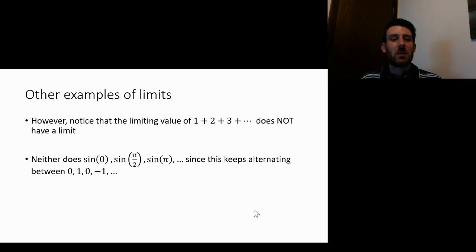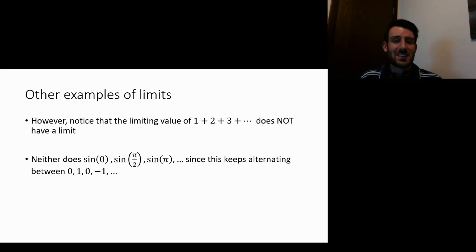Now, as we mentioned, limiting values do not always have to exist. So consider here that if we have an expression like 1 plus 2 plus 3 plus etc., this does not have to have a limiting value because there is going to be no number on the real number line that's going to be closest to the result here. This is going to continue to grow up to the boundary of infinity, and thus there is no real limit.